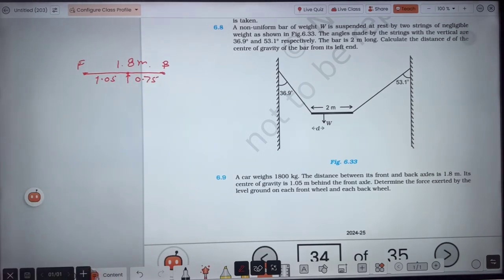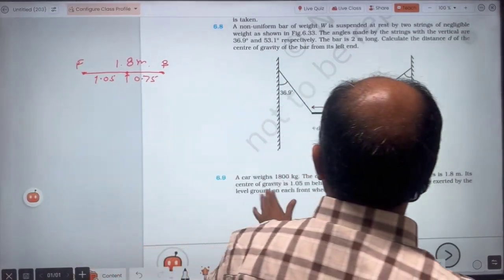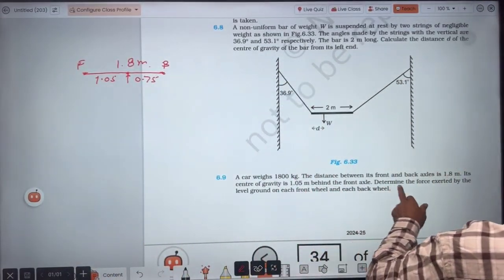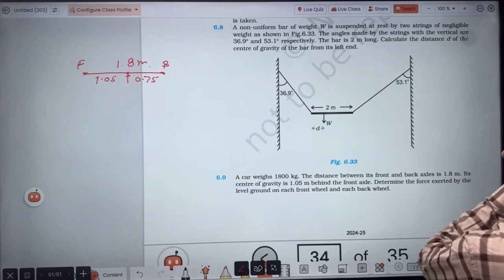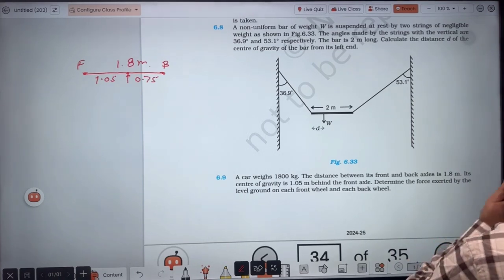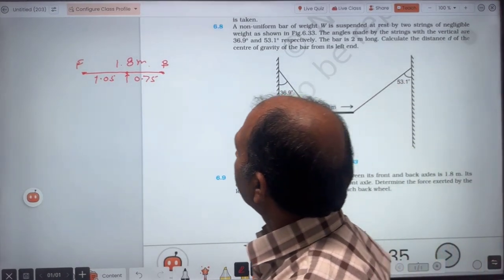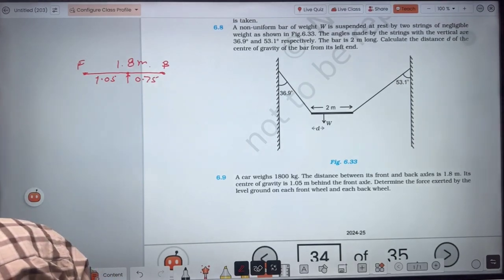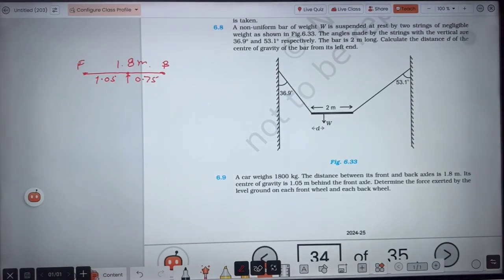Up to here there is no problem. Now its center of gravity is this much behind the front axle. Determine the force exerted by the level ground on each front wheel and back wheel. So here we can take a moment and then evaluate. Consider it.